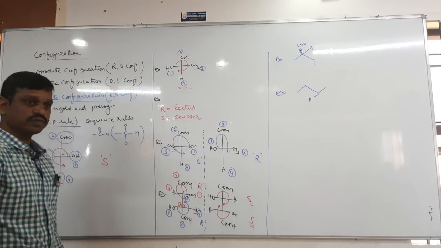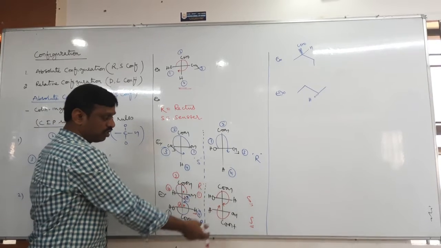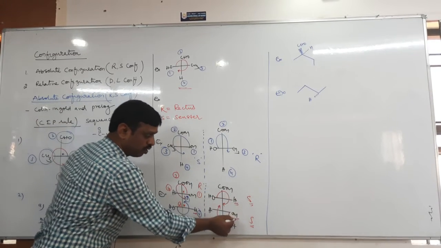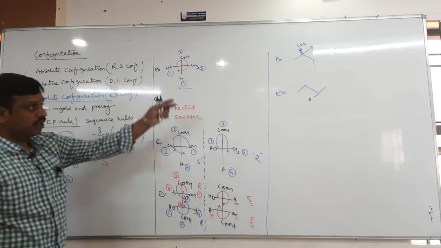Yes or no? Both are clockwise, but the fourth priority group is on the horizontal line. Next.